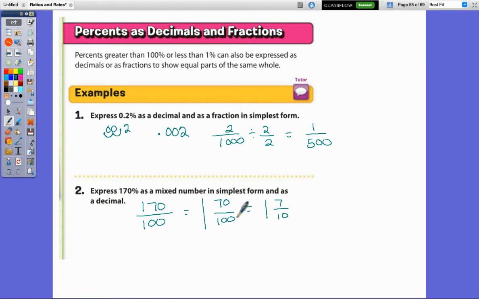I'm dividing by 10. Now, if I want to write this as a decimal, I say its name, 1 7/10.